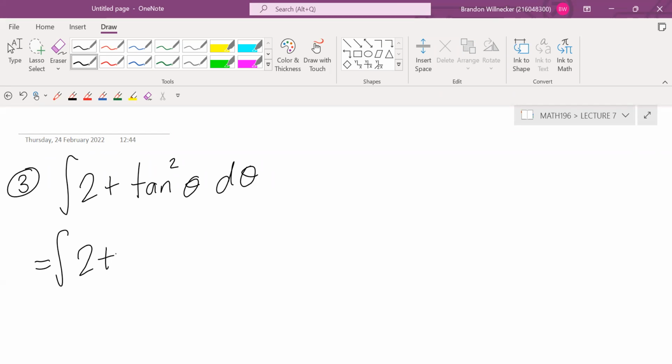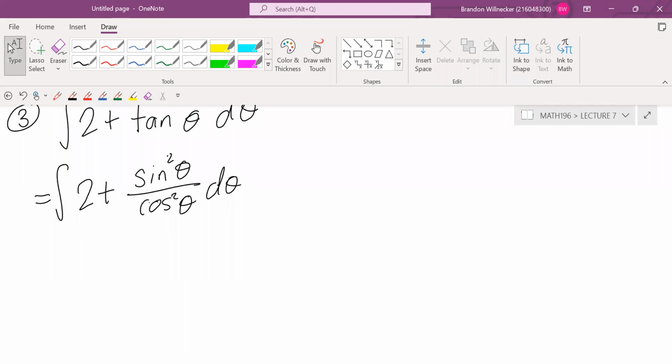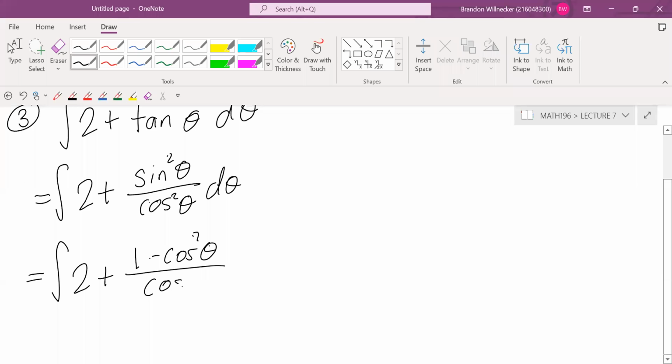So we can write this as the integral of 2 plus sine squared theta over cos squared theta, d theta. Okay, so we're getting somewhere. Now, this sine squared, we can rewrite as 1 minus cos squared. Why do we do that? Well, if everything is written in terms of cos, maybe we can get some simplification done. So this is going to be 2 plus 1 minus cos squared theta over cos squared theta. Okay, so we wrote everything in terms of cos. We can then separate this fraction out and simplify.